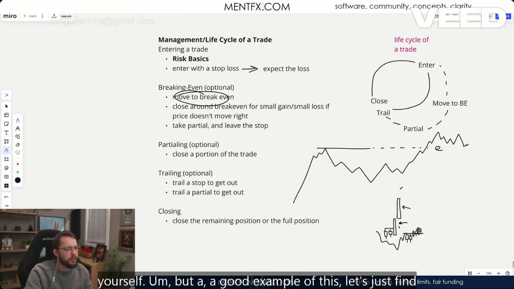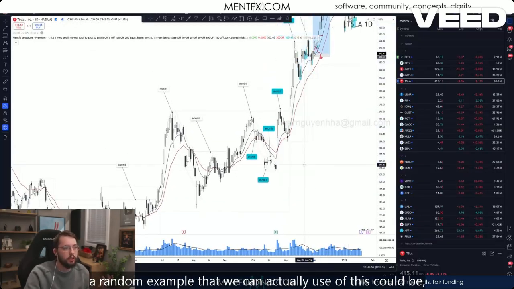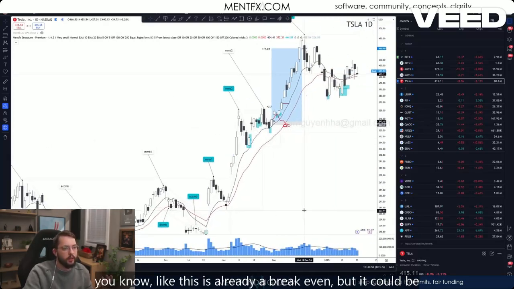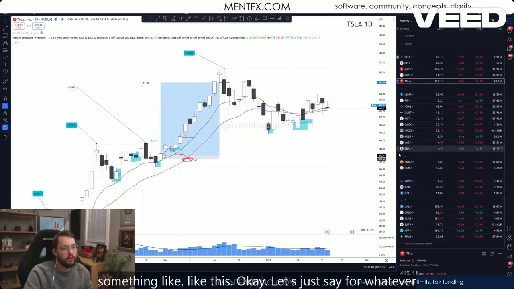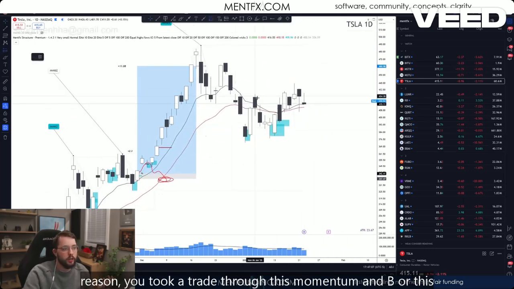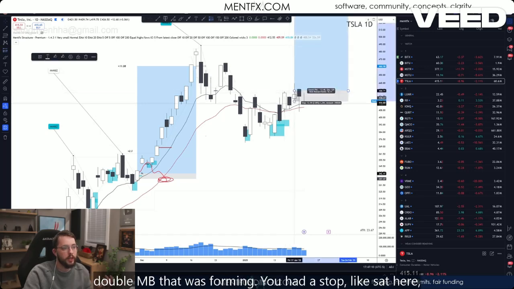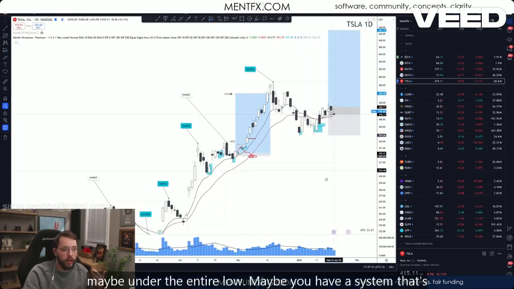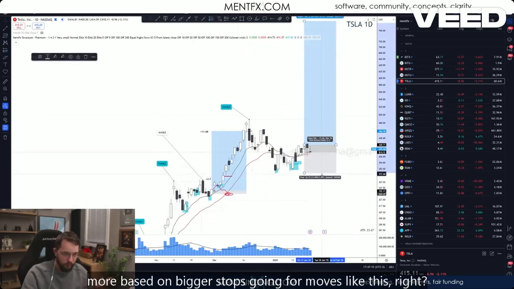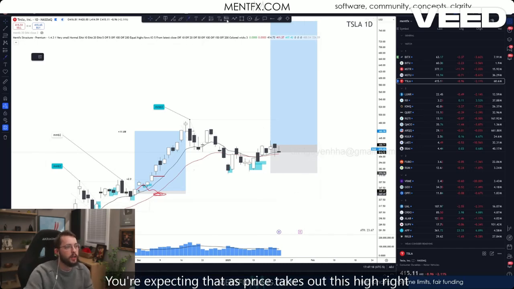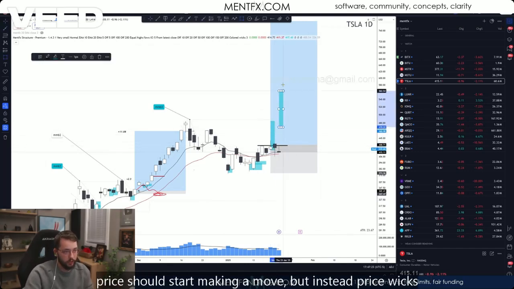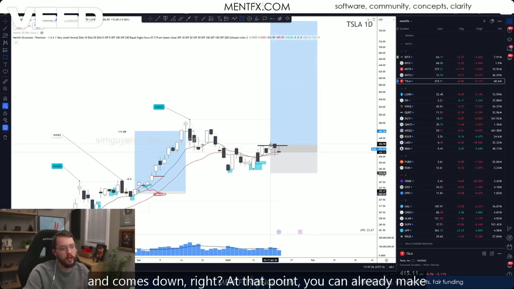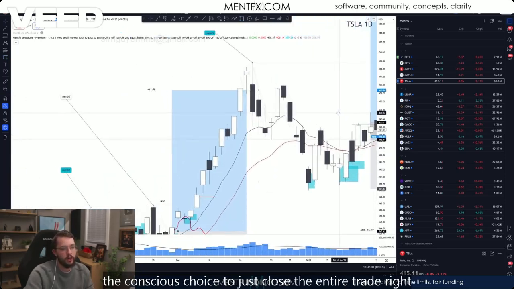But a good example of this, let's just find a random example that we can actually use, could be, like, this is already a break even, but it could be something like this. Let's just say for whatever reason, you took a trade through this momentum MB or this double MB that was forming. You had a stop set here, maybe under the entire low. Maybe you have a system that's more based on bigger stops, going for moves like this. You're expecting that as price takes out this high right here, demand should come in and price should start making a move. But instead, price wicks and comes down.